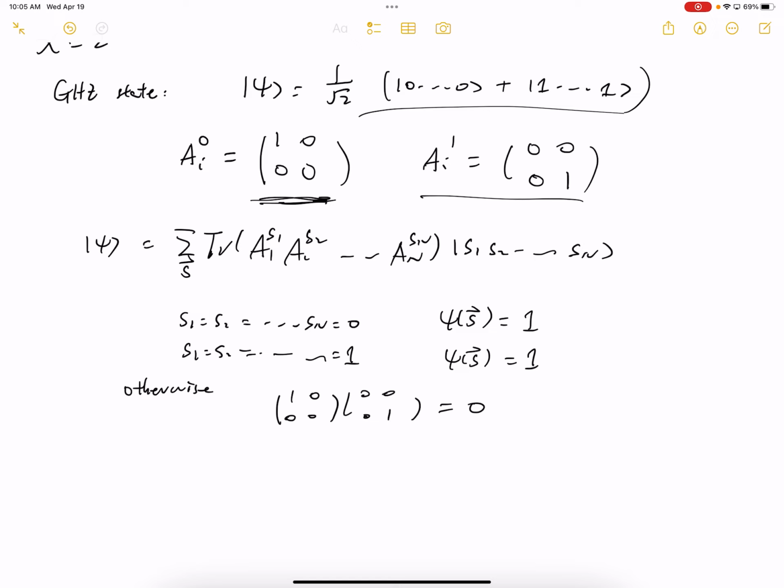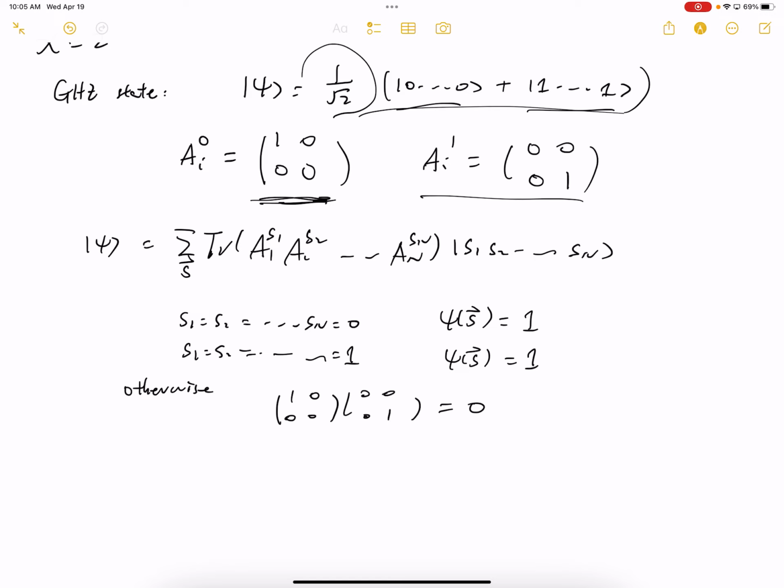So whenever you have at least 2 of the different matrices appearing at the same time in the product, it's always going to give you 0. So this is perfect because in the GHZ state, we only have 2 basis states with non-zero coefficient. And all the other ones actually give you 0. Right? Okay, so that is pretty much correct. So this does represent that.